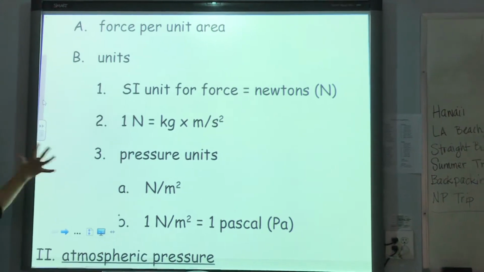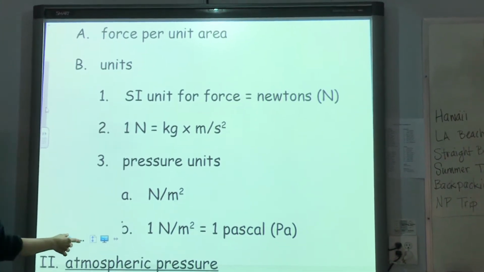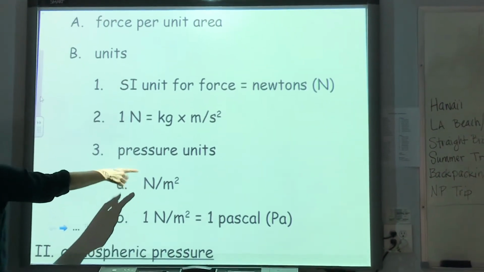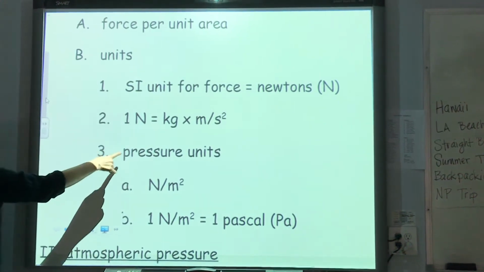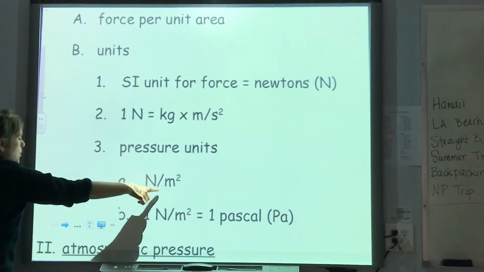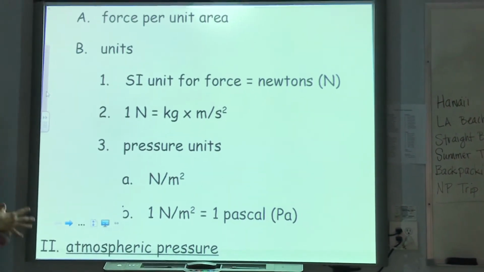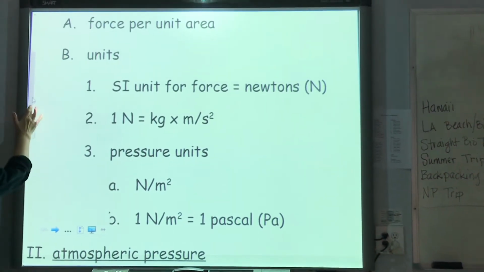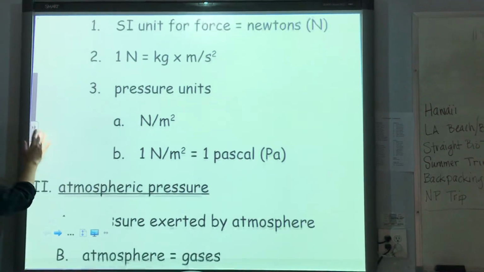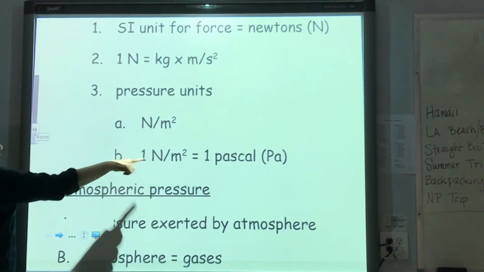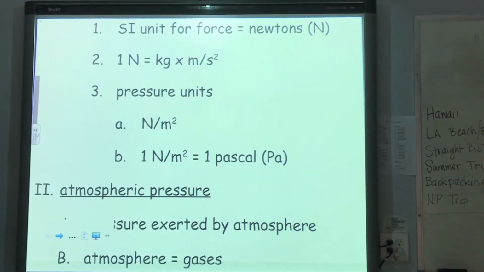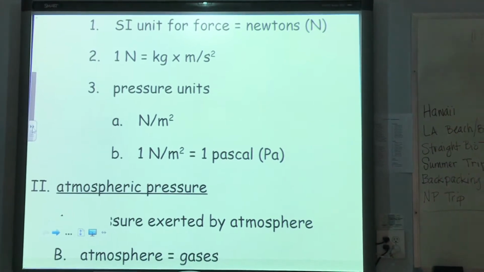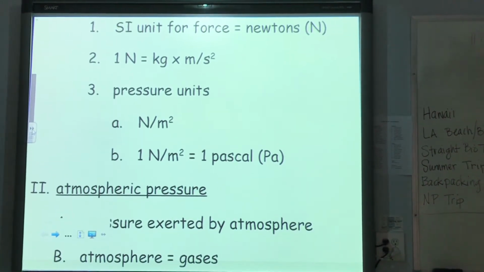So when we add all of this together, we get pressure is equal to newtons per meter squared. How many newtons of pressure do we put on per meter squared? And 1 Newton per meter squared is equal to 1 Pascal. That is the standard international unit for pressure.